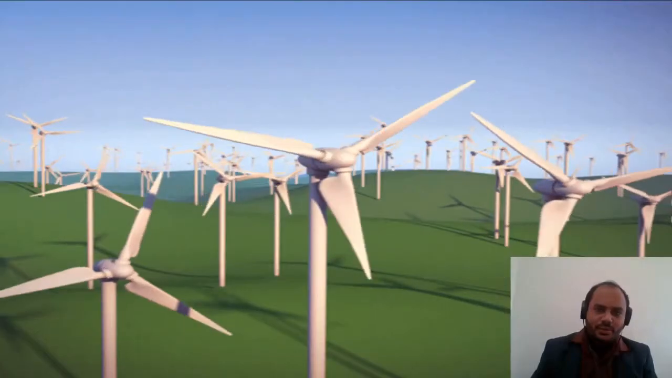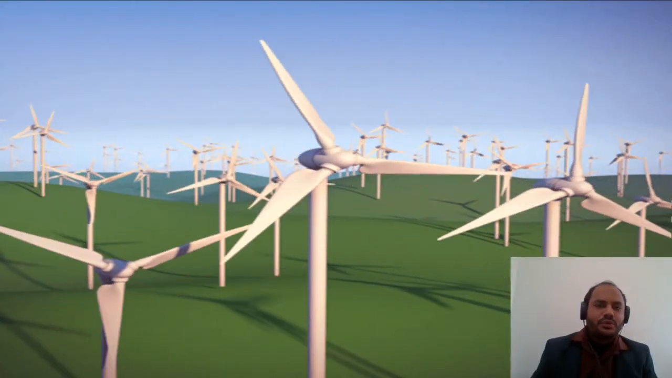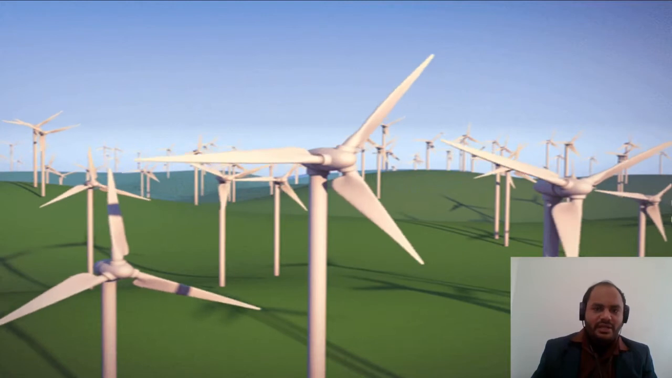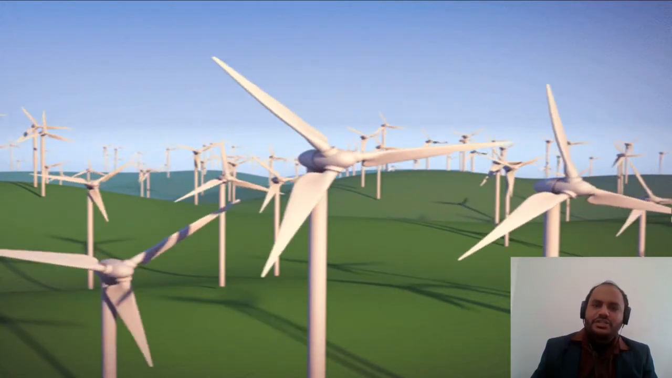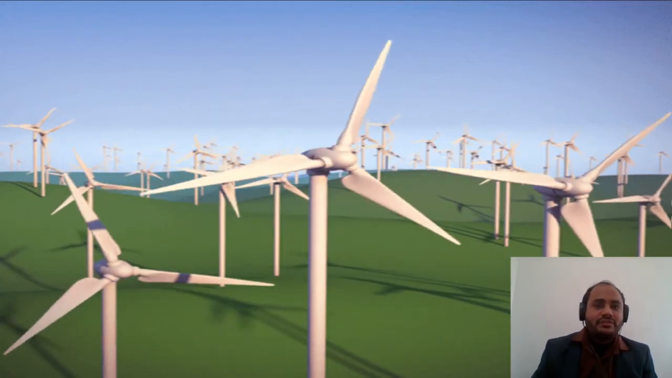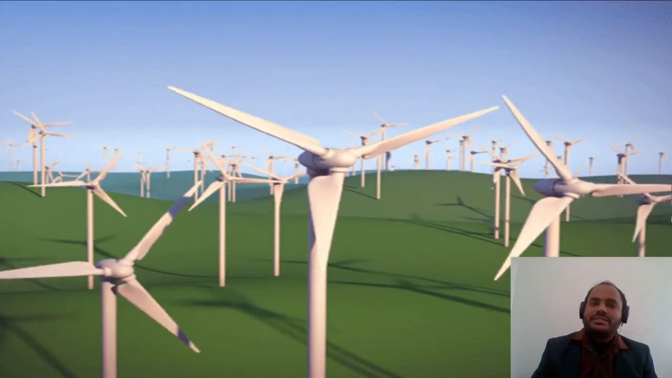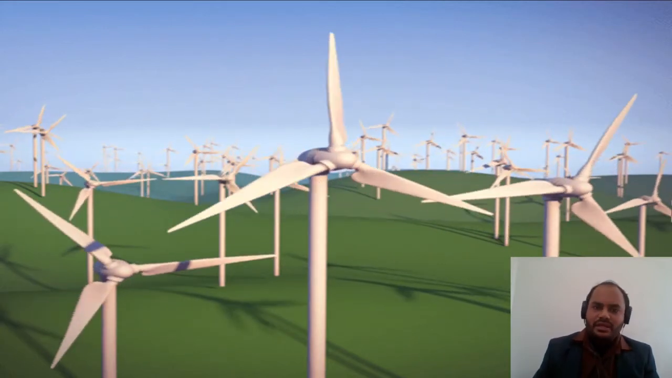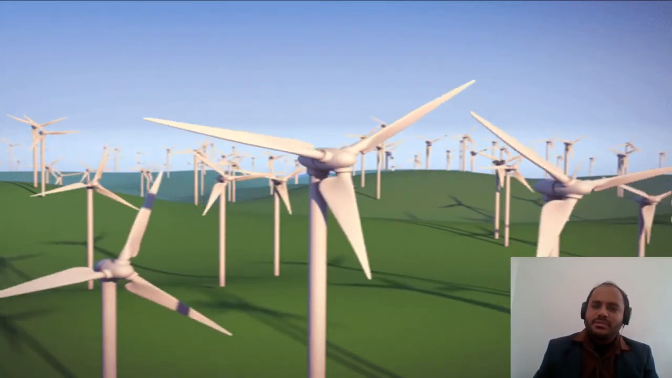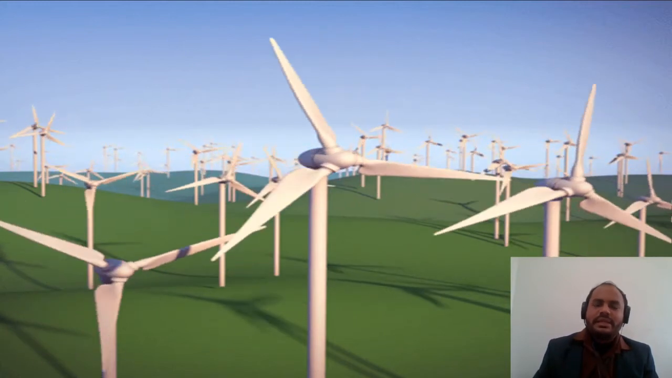Renewable Energy Study Group. In today's session, we're going to talk about some points regarding the wind turbine. Basically, we're going to discuss how the wind turbine works, what the basic components inside the wind turbine are, and which factors are responsible for the working of the wind turbine in detail.